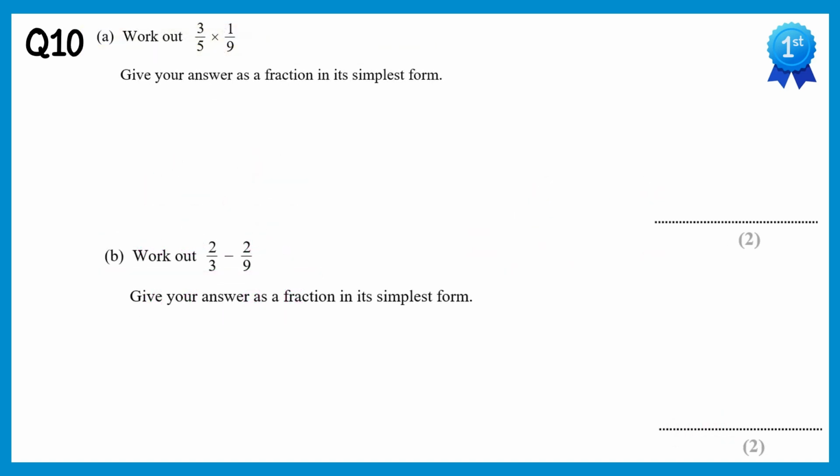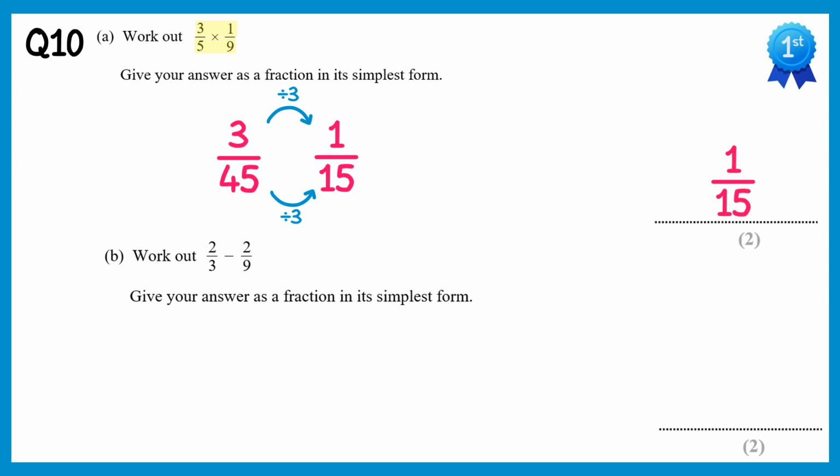For this question, we need to multiply some fractions. To do that, you multiply the numerators, so we'll do 3 times 1, which is 3, and then multiply denominators, so 5 times 9 is 45. The question does ask for your answer in simplest form though, so we need to simplify this one. 3 goes into 3 and 3 goes into 45, so we'll divide them both by 3. 3 divided by 3 is just 1, and 45 divided by 3 is 15. So the simplified answer is 1 over 15.